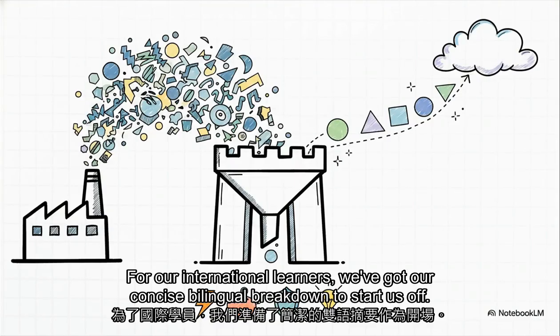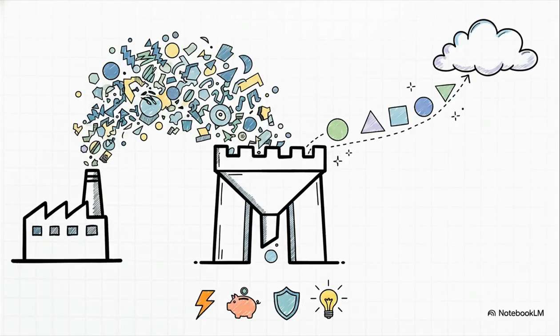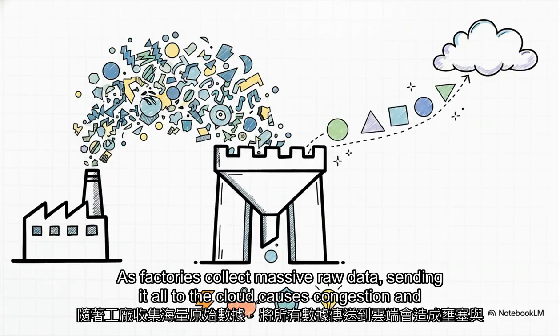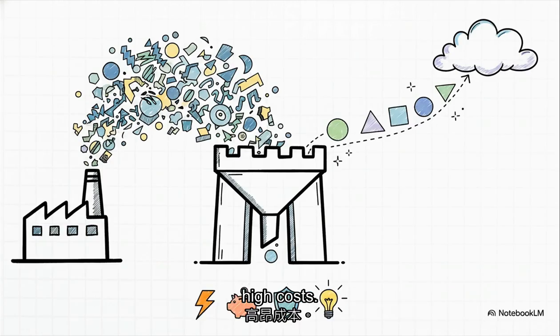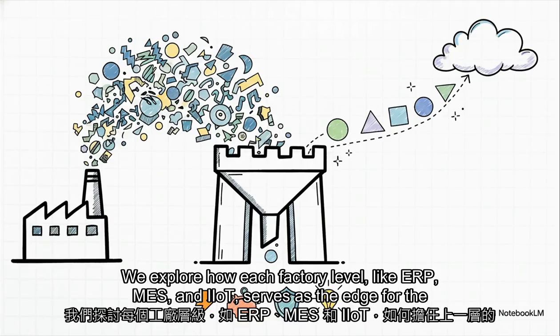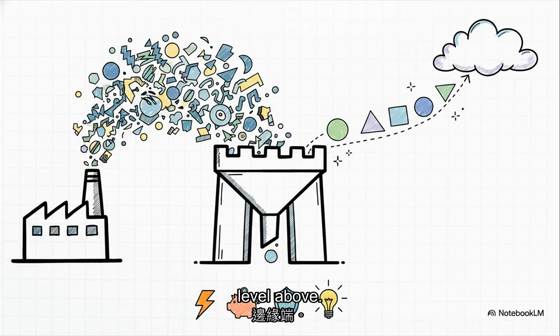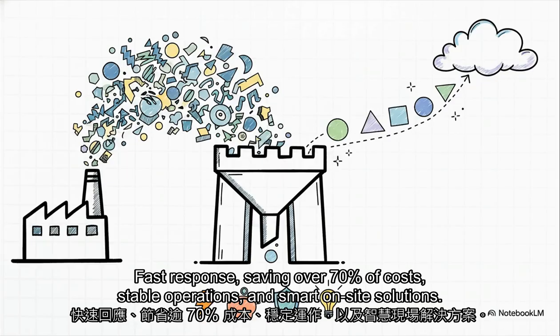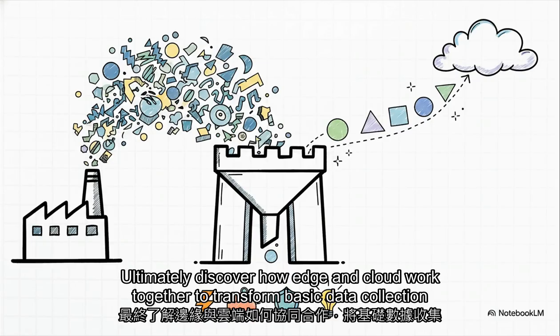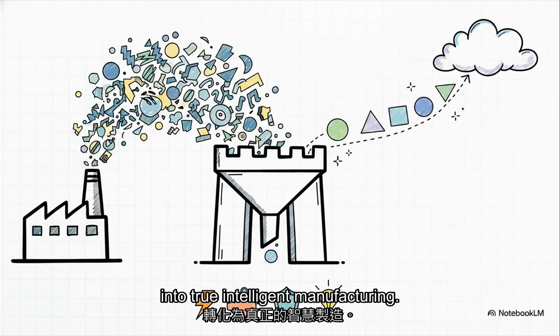For our international learners, we've got our concise bilingual breakdown to start us off. I'll read out the English overview for you now. This course demystifies edge computing in smart factories. As factories collect massive raw data, sending it all to the cloud causes congestion and high costs. Edge computing acts as a gatekeeper, processing data near the source. We explore how each factory level, like ERP, MES, and IIoT, serves as the edge for the level above. You will learn its 4 core values: fast response, saving over 70% of costs, stable operations, and smart on-site solutions. Ultimately, discover how edge and cloud work together to transform basic data collection into true intelligent manufacturing.